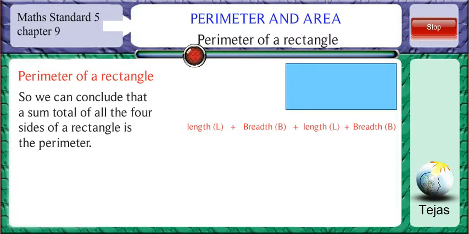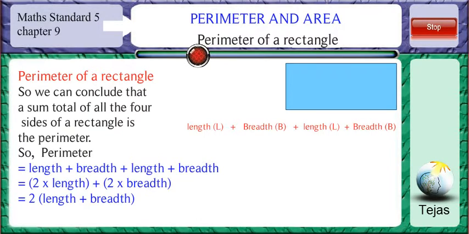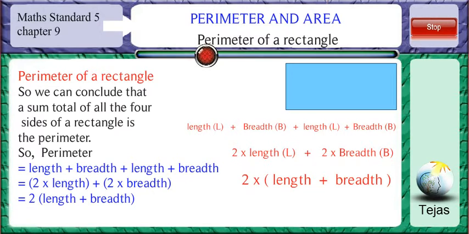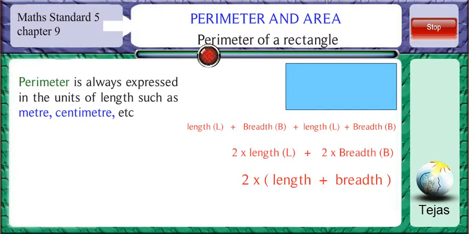We can conclude that the sum total of all the four sides of a rectangle is its perimeter. So perimeter is equal to length plus breadth plus length plus breadth. Now we know that in a rectangle the two long sides have the same length and the two short sides have the same breadth. So length plus length can be written as 2 times length, and breadth plus breadth can be written as 2 times breadth, which is equal to 2 times (length plus breadth). Perimeter is always expressed in the units of length such as meter, centimeter, etc.